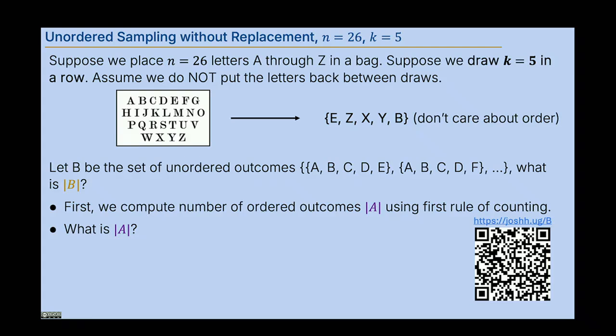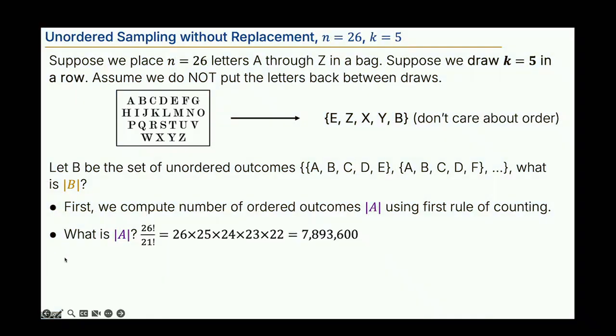So there are 2 correct answers. One of the correct answers was 26 times 25 times 24 times 23 times 22. The other one was 26 factorial over 21 factorial. And that second answer was a little more popular. So there are 7,893,600 different draws you could do if you took into account order.